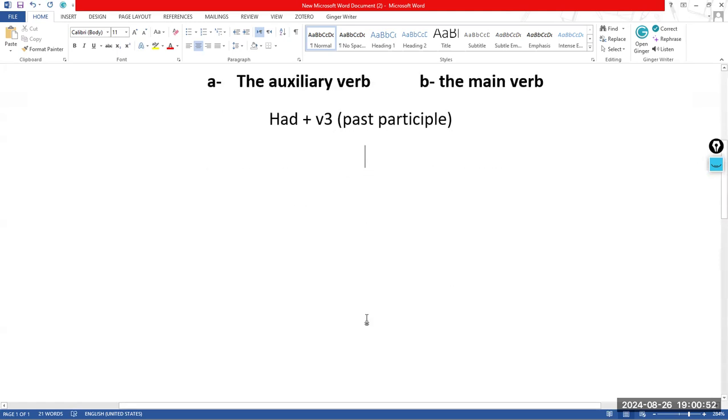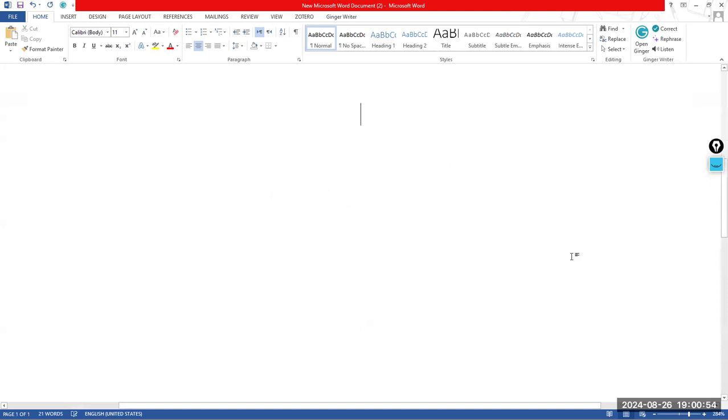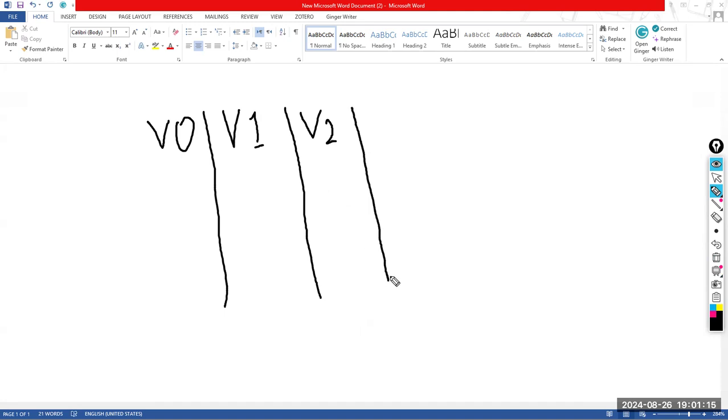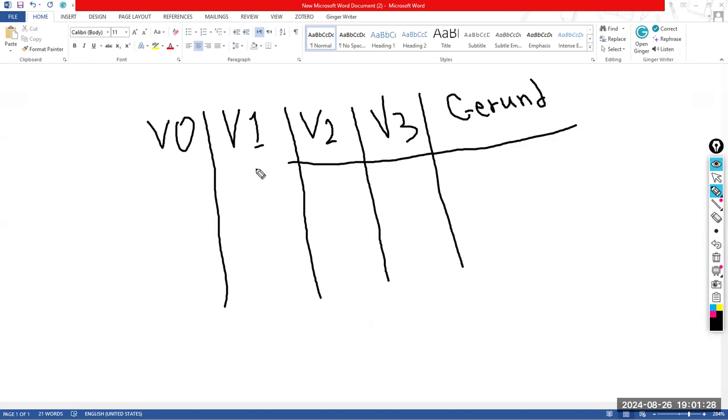the meaning of past participle or the verb 3. Keep in mind that we have in the English language verb 1, or let me start saying verb 0. This is verb 0, and this is verb 1. This is verb 2. This is verb 3, and this is gerund.